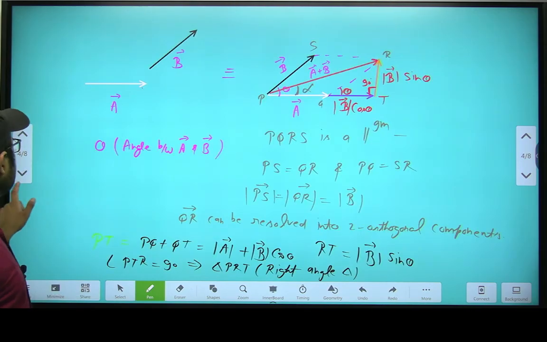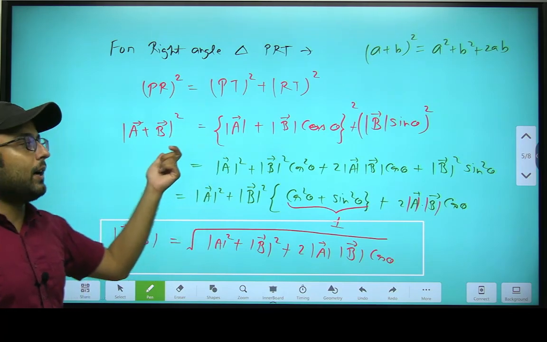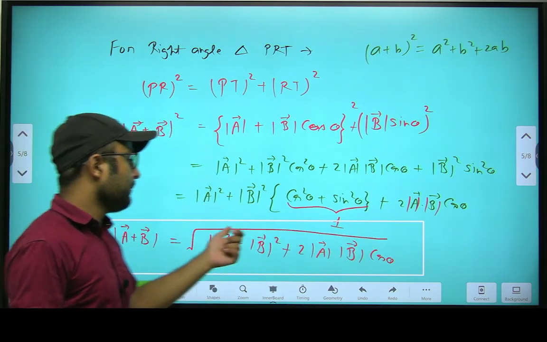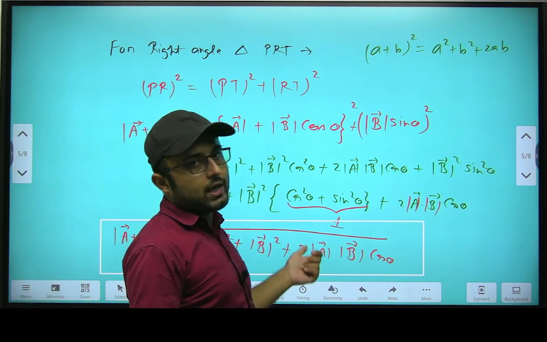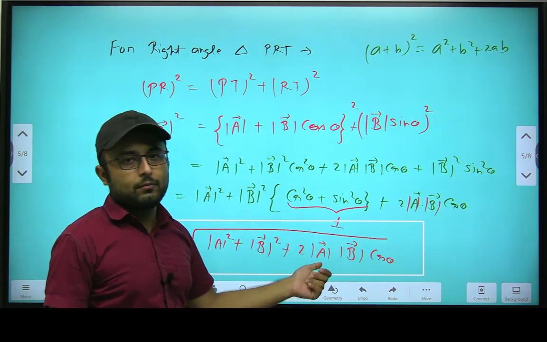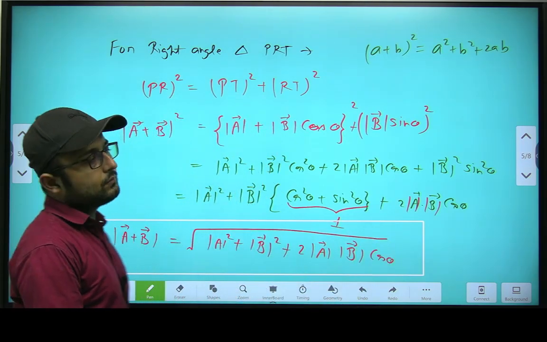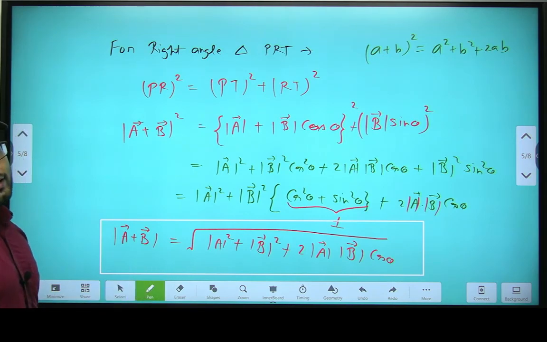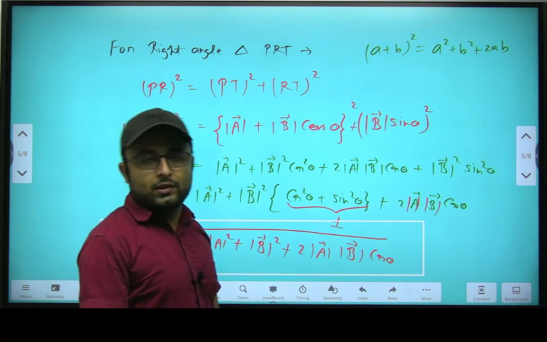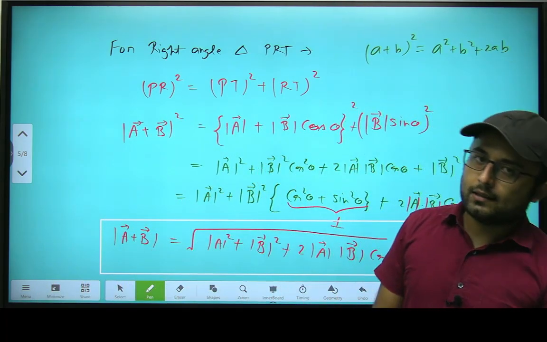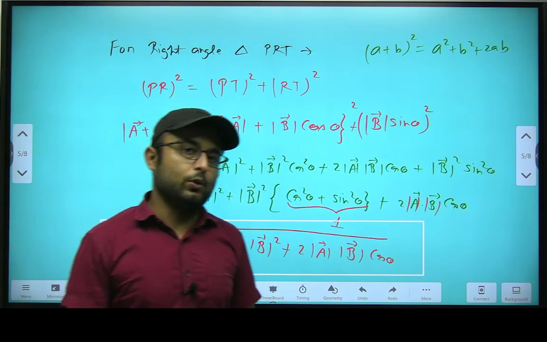Analytically we have found the magnitude of that vector, which comes out to be root over magnitude of first vector square plus magnitude of second vector square plus 2 times magnitude of vector A into magnitude of vector B into cos theta. By this way we can find the magnitude of the sum of vectors. So this is all for today from vectors. In the next class we will move further and discuss some more topics.